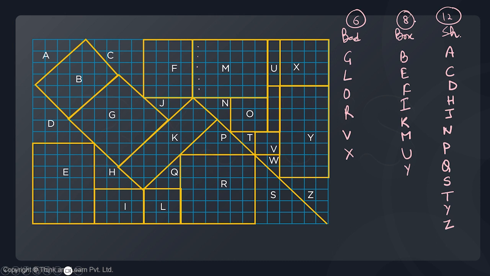What about the areas now? How do we calculate the areas of all these figures? So what's an easy way to calculate these areas? That's what we have to discuss now. So please pay attention to how we calculate these areas.